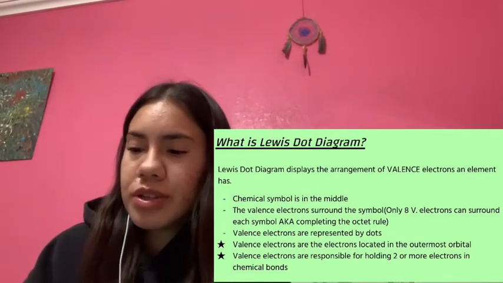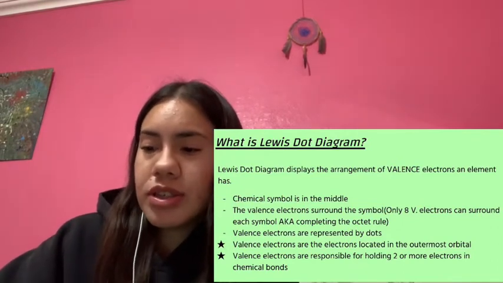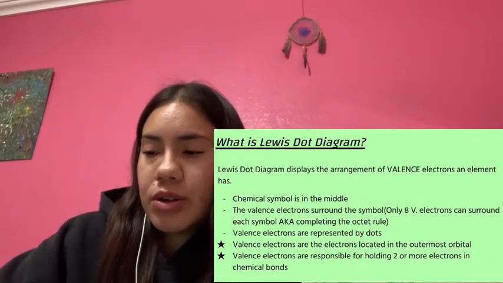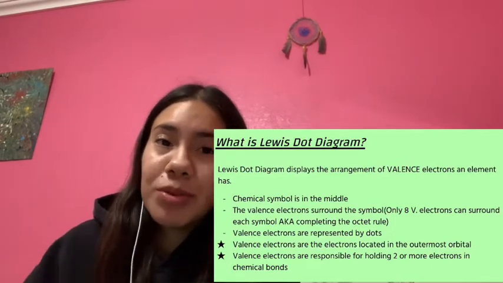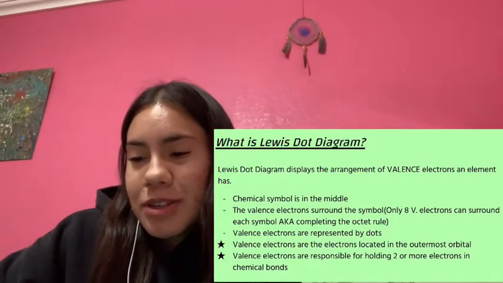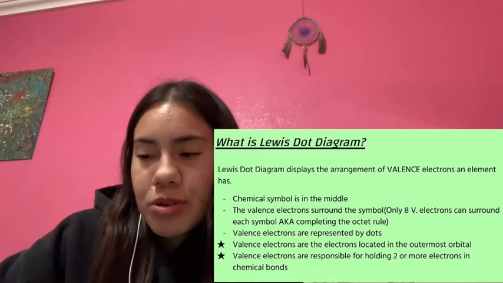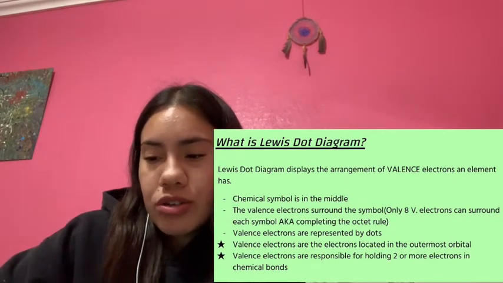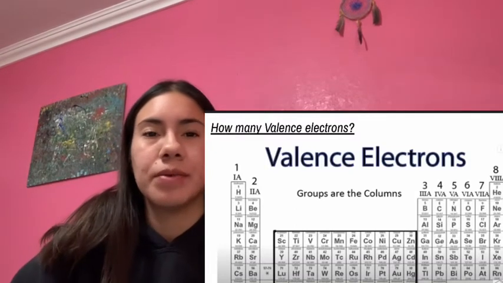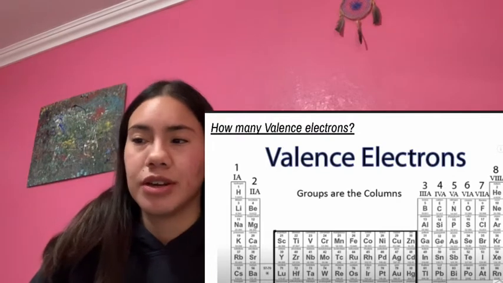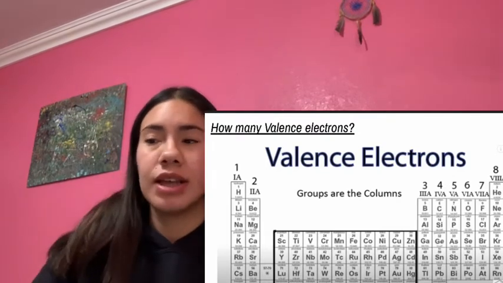Two notes that I have here: valence electrons are electrons located in the outermost orbital, which I've probably said a bunch of times. And another note is that valence electrons are responsible for holding 2 or more atoms together in chemical bonds. You might be wondering how many valence electrons are in an element, so I provided an image on this slide.